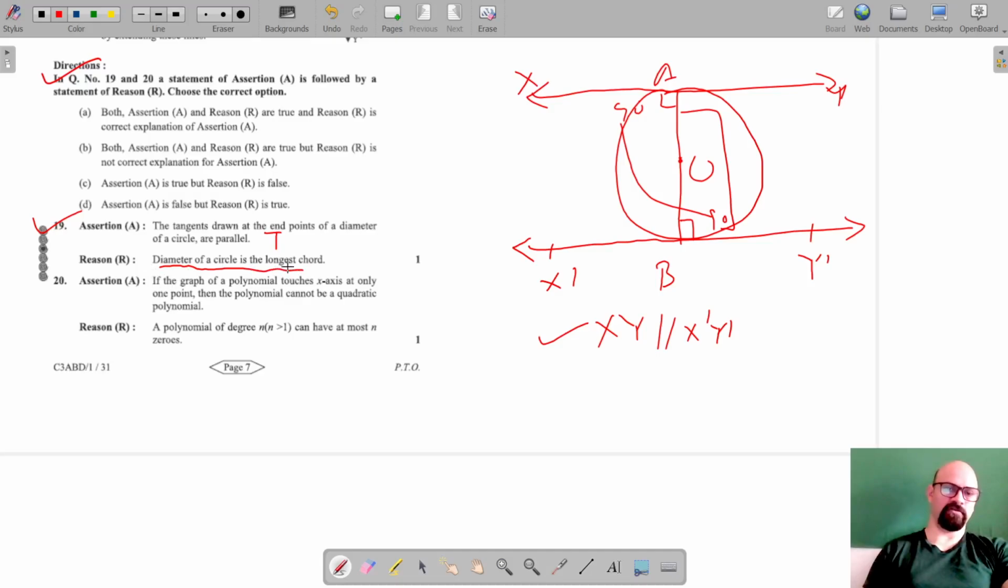The diameter of a circle is the longest chord, which is true, but this is not the correct reason. So we can say that assertion A is true, but reason R is false. So for this, our option should be C. Moving on to the next one.